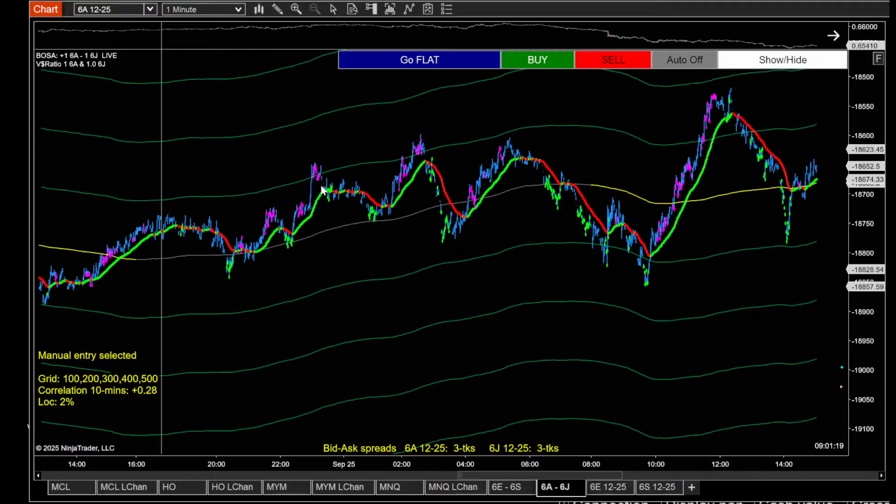Here's a number of good trades. We went above the green here, sell it when we hit the moving average. We get out right about here when it starts to go. We want to target the gray line at that point.